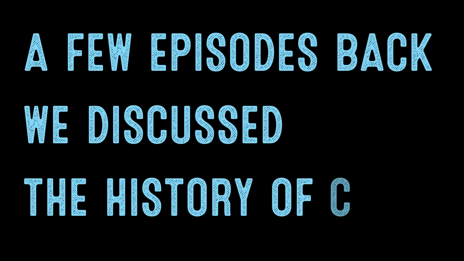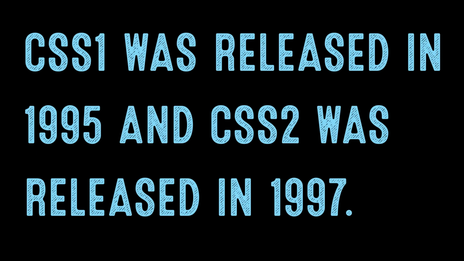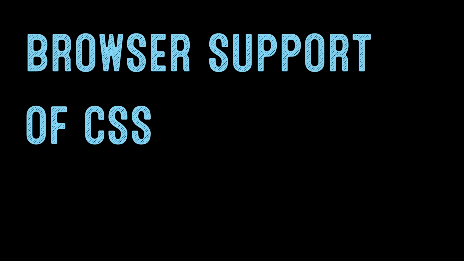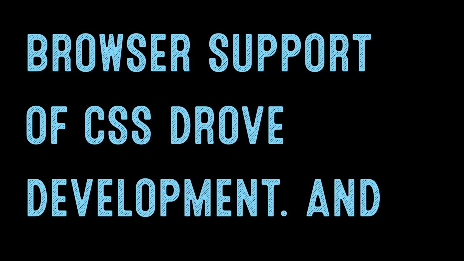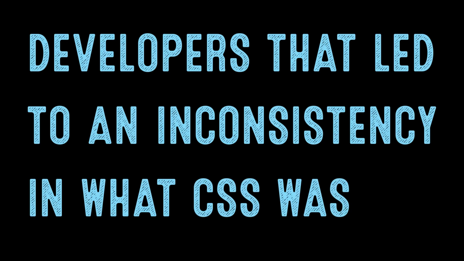The Daily Code Snippet. A few episodes back, we discussed the history of CSS. CSS1 was released in 1995, and CSS2 was released in 1997. Browser support of CSS drove development, and there was fierce competition between the browser developers that led to an inconsistency in what CSS was supported.